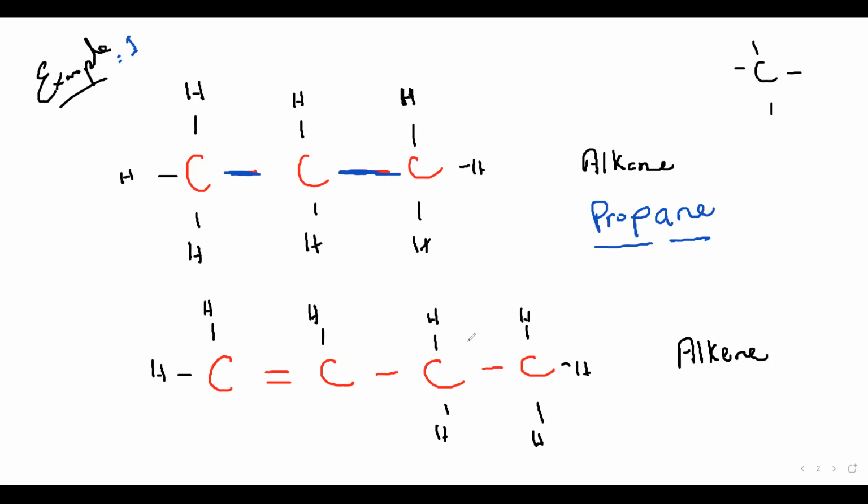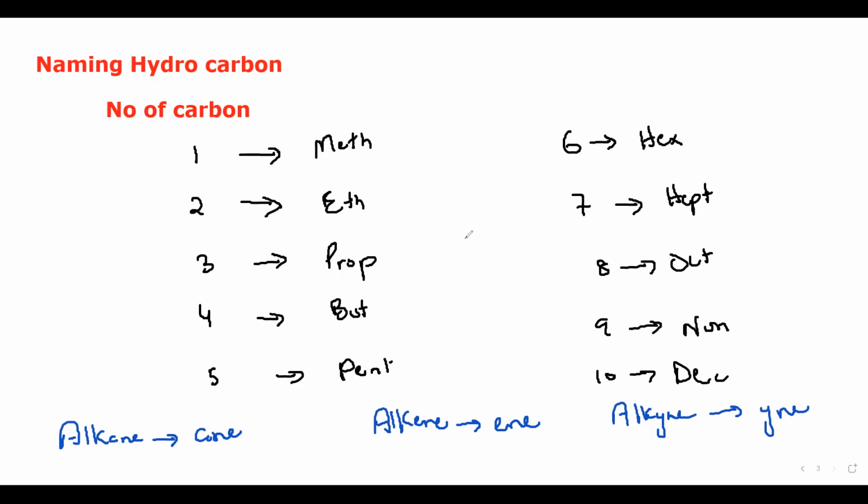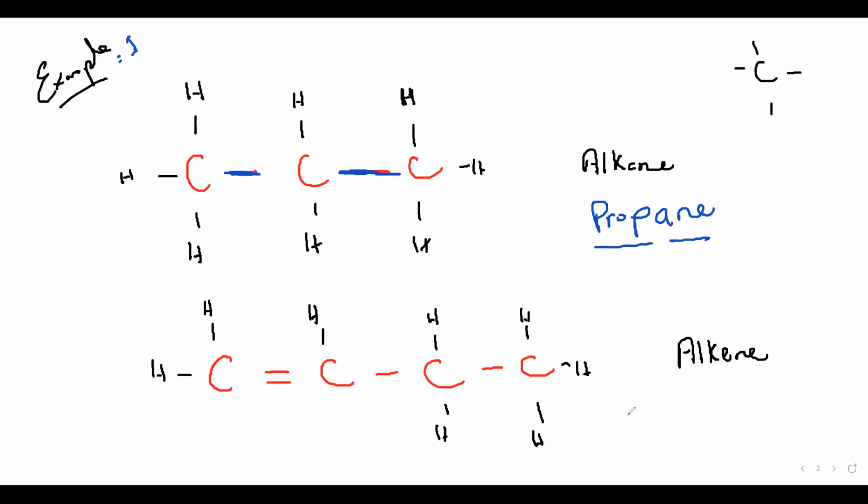Now we name the second example. 1, 2, 3, 4. 4 carbon. So if a compound contains four carbon atoms, what will we say? We will say but, B-U-T. So it will be but because of four carbon atoms.